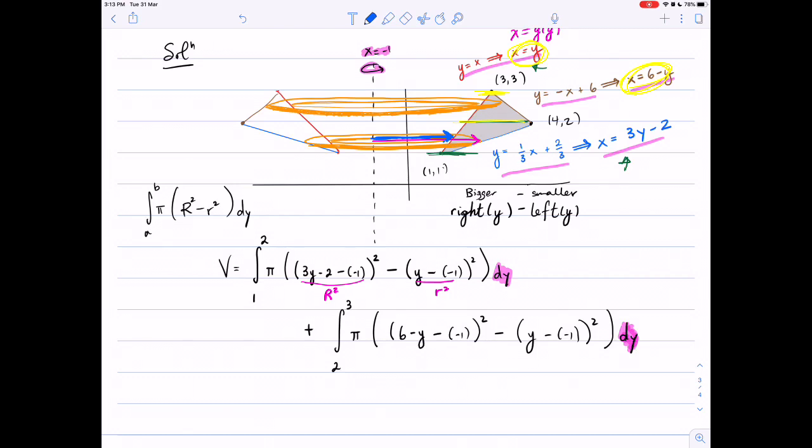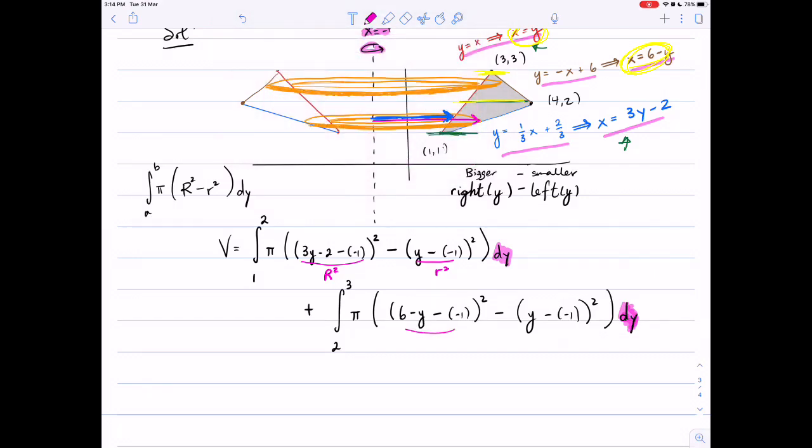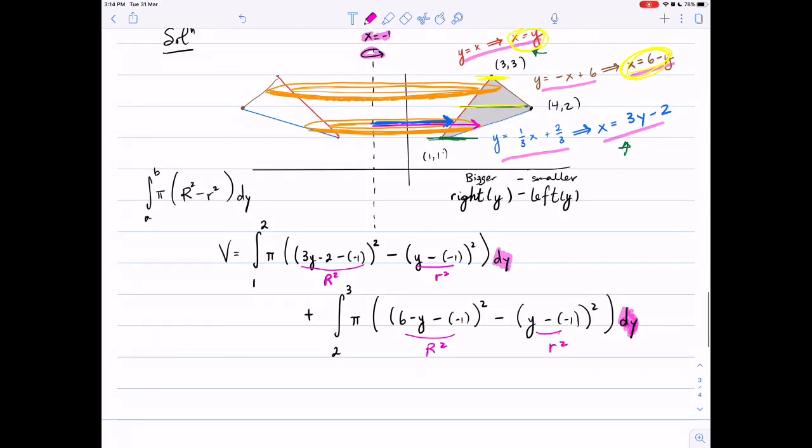So the right minus the left. The same thing in the next integral, right? This is the big R squared. This is the little r squared. And now the boundary curves have changed on the right. Now we have this curve here, 6 minus y. So right minus left, 6 minus y minus 1. And on the inner curve, we still have y as the inner boundary, so y minus 1.